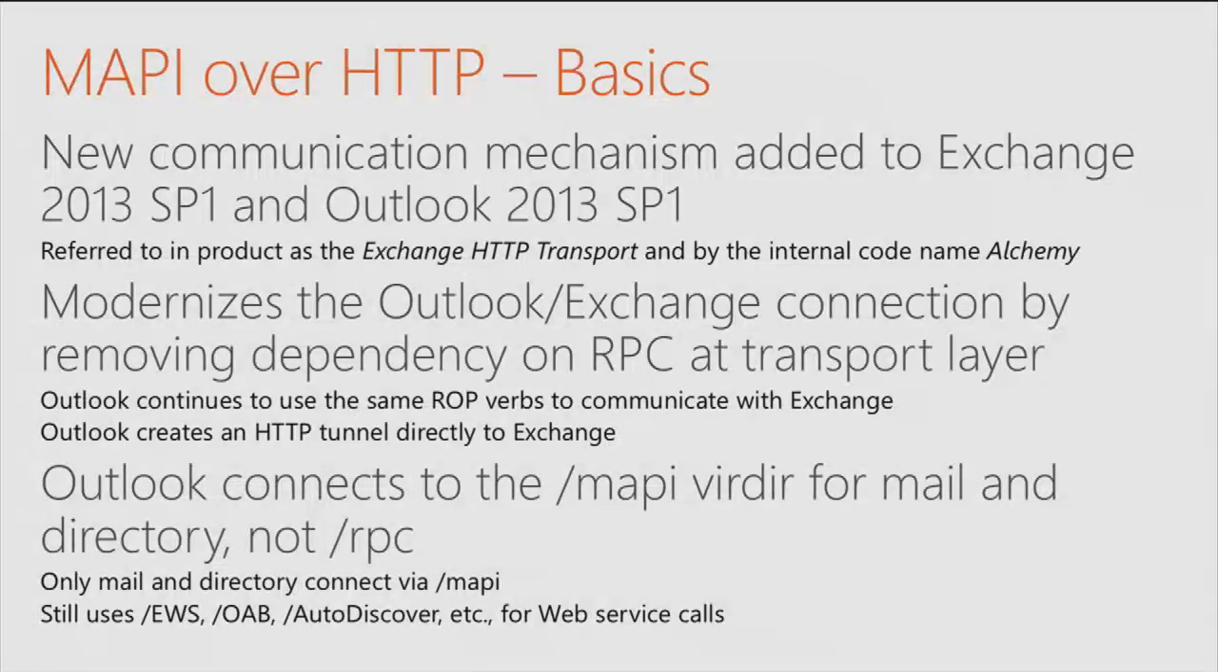So obviously what that means is it's a different virtual directory. Outlook is connected to a MAPI virtual directory instead of the RPC virtual directory, and all the communication is HTTPS communication. Just like Outlook Anywhere, except it's not RPC communication wrapped inside of HTTP. It's the same exact communication verbs that Outlook and Exchange would use, except it's simply being transmitted in raw HTTPS.